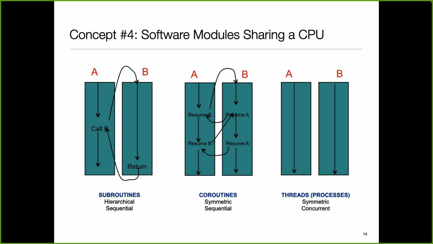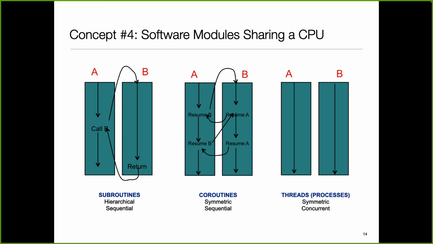There is a middle ground which is far less common. It's called coroutines. So the left one is subroutines or functions, the right one is threads, and the middle one is called coroutines. And the idea in a coroutine is the following. A can call B, but B can call A. So they are sitting in a way that they are equal to each other in that regard. So the difference is the following.